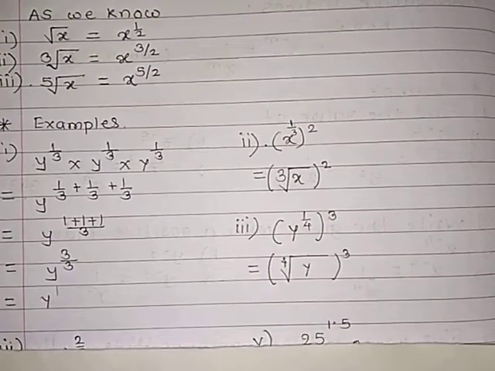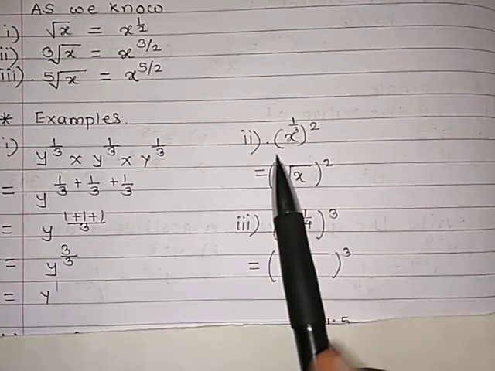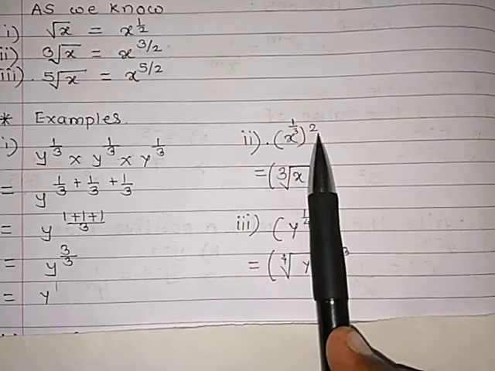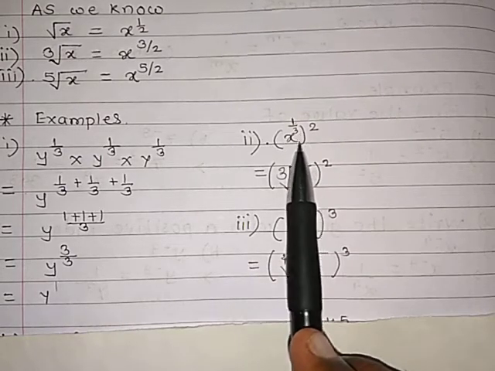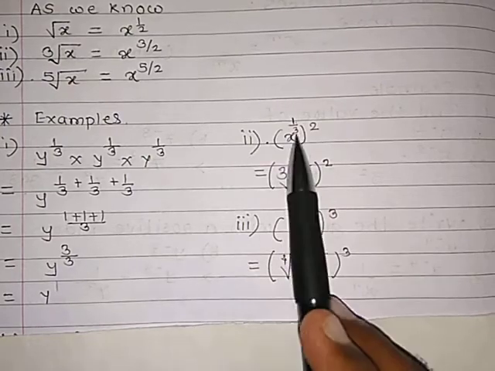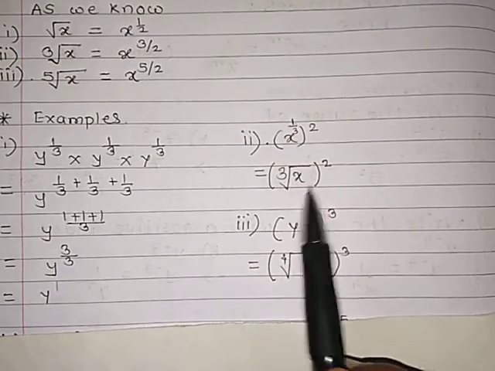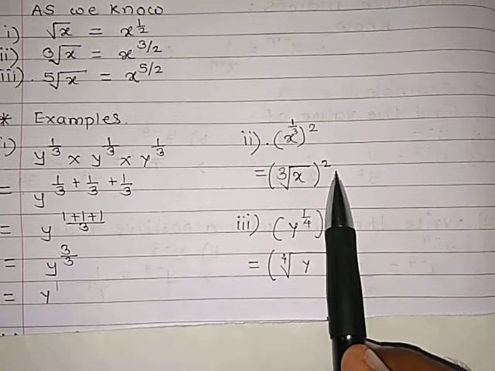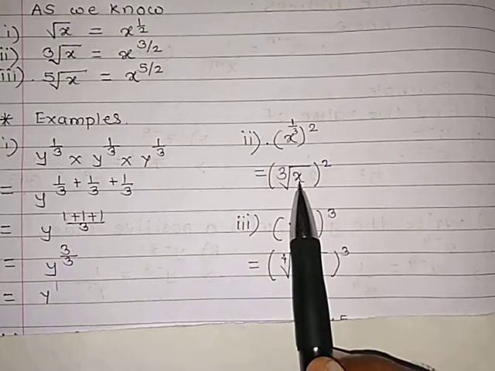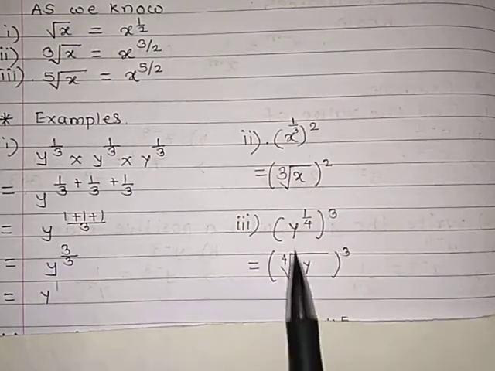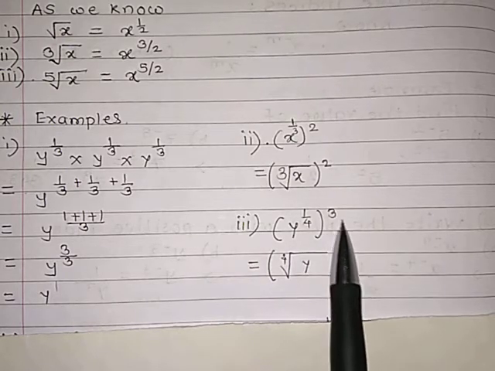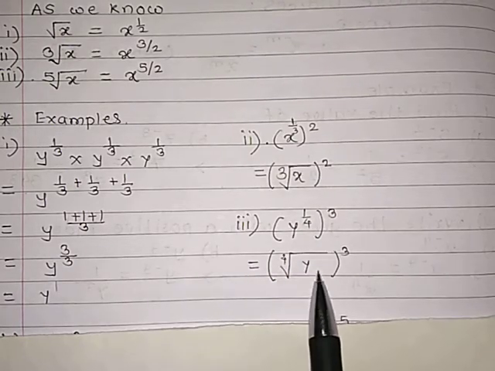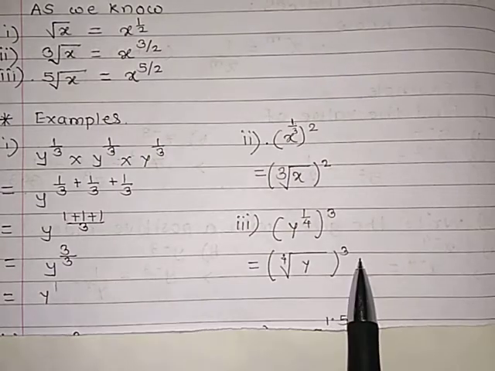Now next example, x raised to 1 upon 3 bracket square. How can we write this? This will be cube root of x bracket square. Next, y raised to 1 upon 4 bracket cube. What can we write? This will be fourth root of y bracket cube.